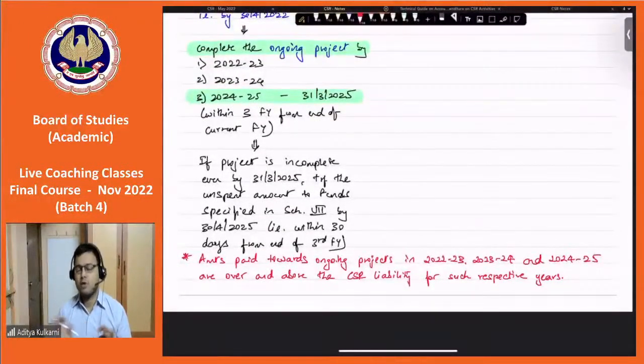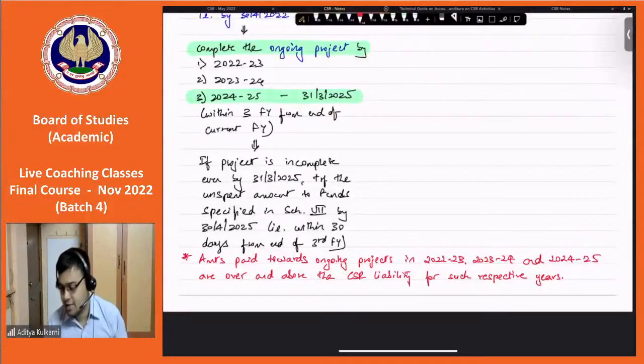Okay, so ongoing project is clear. You have to transfer the money to an escrow account within 30 days from end of the current financial year. Complete the project within 3 financial years. If not completed, within 30 days from end of the third financial year, you will transfer the amount to a fund specified in Schedule 7. Okay, if these conditions are fulfilled, you would be deemed to have satisfied the CSR reporting requirements for financial year 21-22. Agar ye khatam nahi hua, if this is not fulfilled, then it would mean you've not complied with the CSR provisions. Then you will be subjected to penalties.